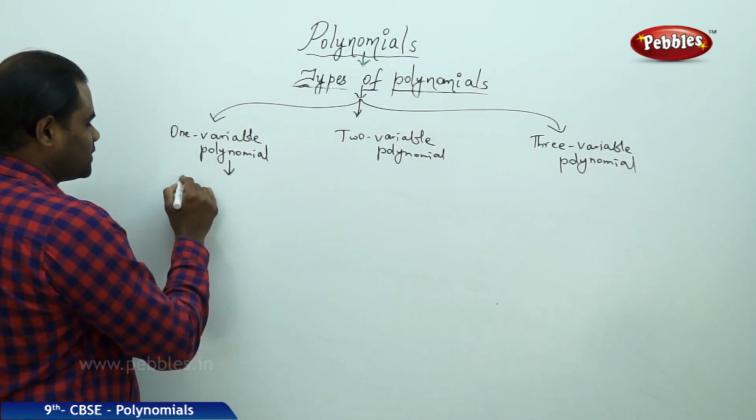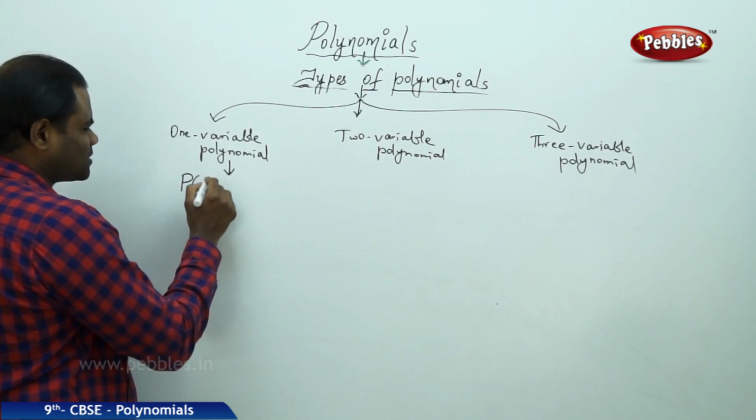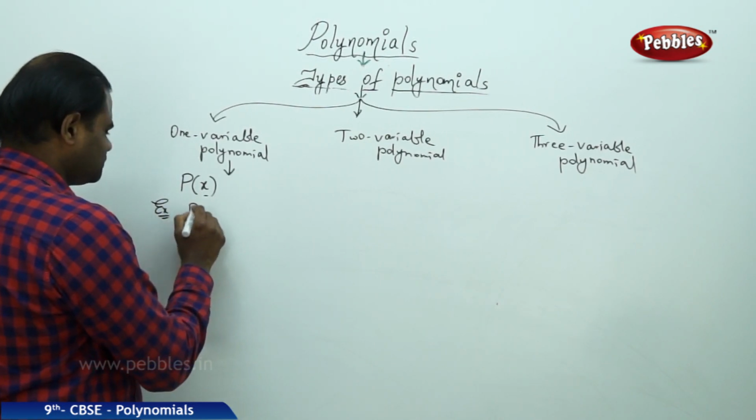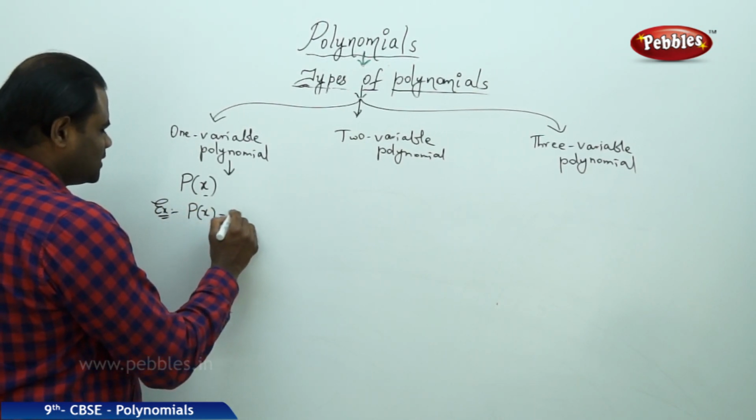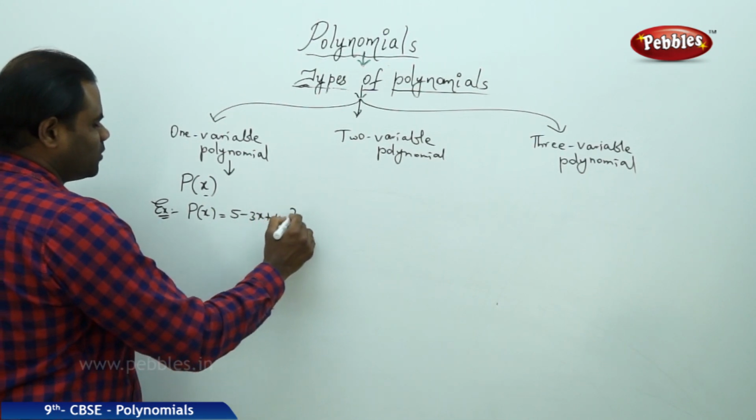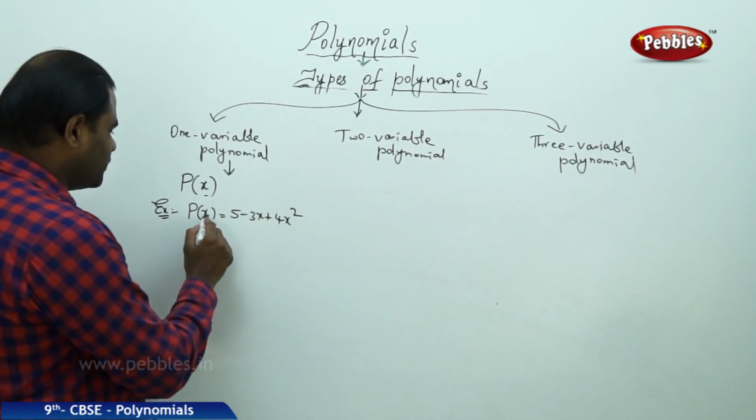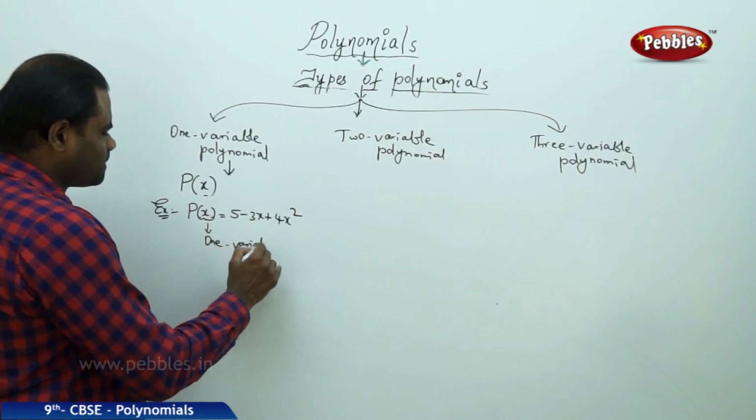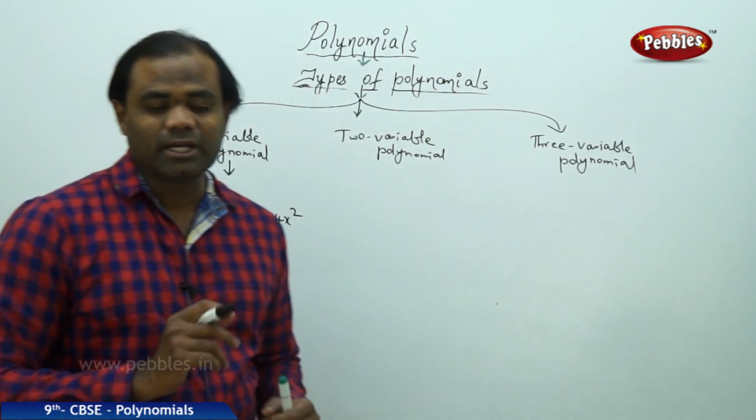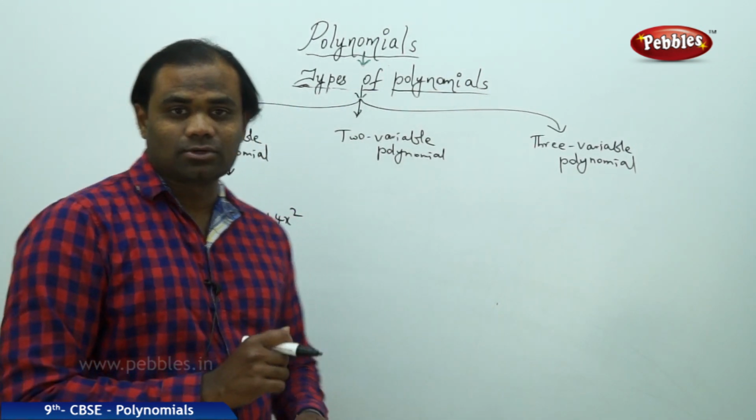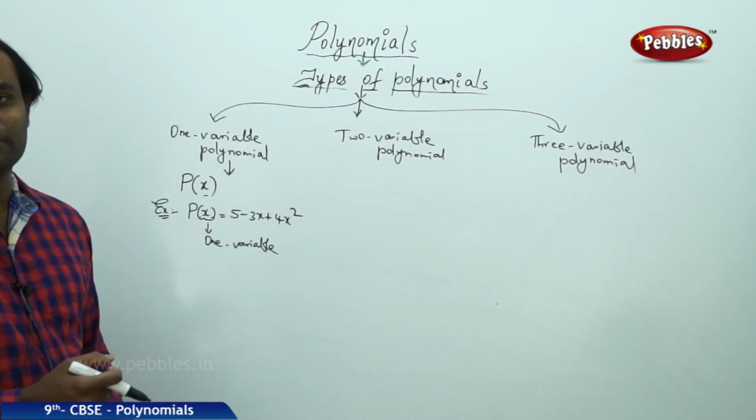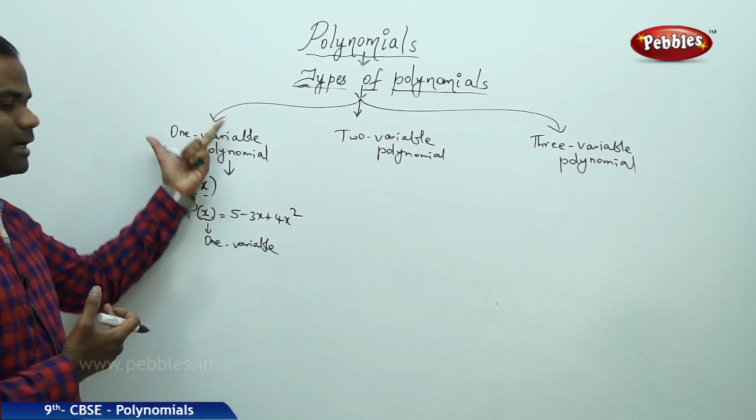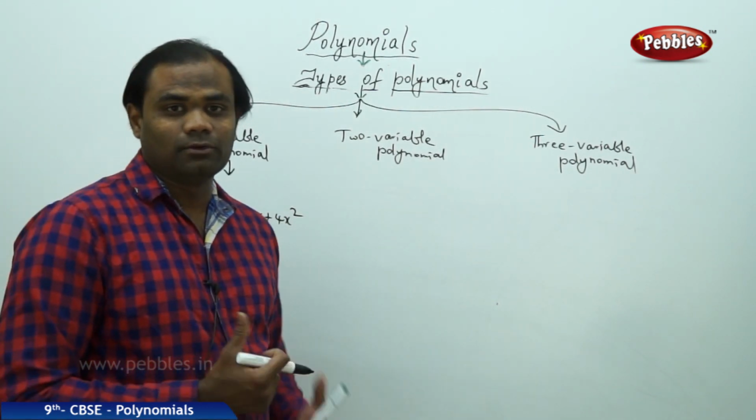So in this, as we have discussed, if the polynomial has only one variable, say for example, I have p of x is equal to 5 minus 3x plus 4x squared, then in this case, the variable is only one variable. Therefore, such a polynomial which has only one variable x is called a one variable polynomial. What is a two variable polynomial? It follows in the same manner as we have defined for one variable polynomial.